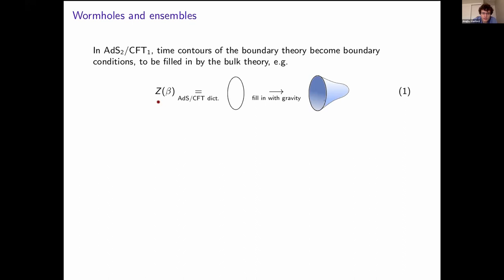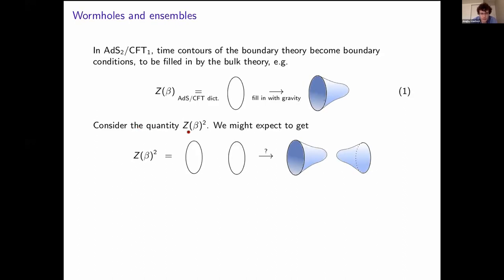Well, the time contour associated to Z of beta is a circle, the thermal circle of length beta. That's the contour that you put the system on in order to compute this observable. And in AdS/CFT, we think about that circle as a boundary condition that should be filled in with gravity, like some kind of geometry like this, which has a circle as a boundary. Okay. Now let's consider the quantity Z of beta squared. The time contours to compute that are just two copies of the same thing. So two of these circles here, two thermal circles for two independent copies of the system. And because Z of beta squared is the square of Z of beta, then we might expect that we should just fill these in the same way that we did in the first step. And we'll just obviously get the square of the previous computation.